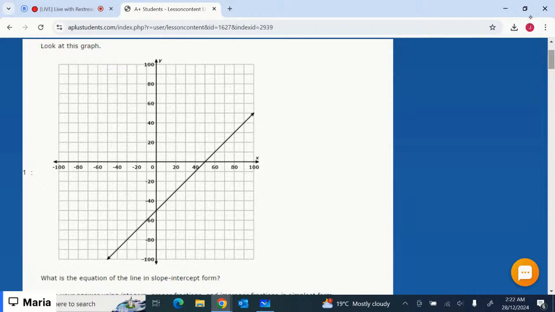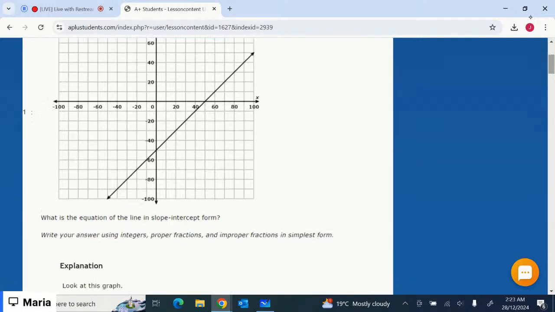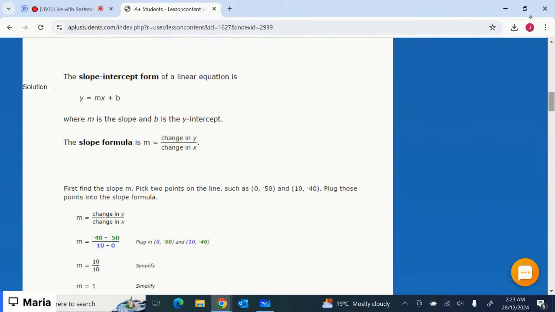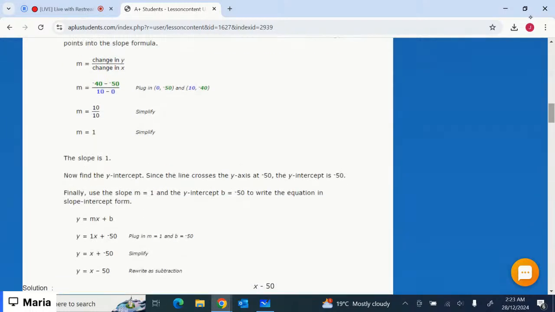Here is the y-axis and here is the point where it crosses the y-axis, so that is negative 50. So the y-intercept is negative 50. The other thing you need to find is the slope. You see how the graph moves up 1 and right 1, so the slope of this graph is 1. So you have y equals mx plus b. The slope is 1, so y equals 1x plus negative 50.